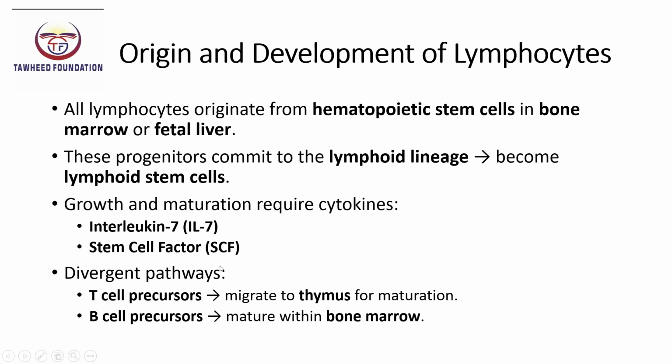T cell precursors migrate to the thymus for maturation into functional T lymphocytes, while B cell precursors remain in the bone marrow to mature and express surface immunoglobulins. This differentiation marks the origin of the two adaptive immune arms, cell-mediated and humoral immunity.